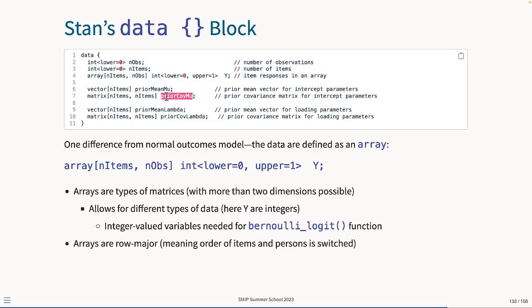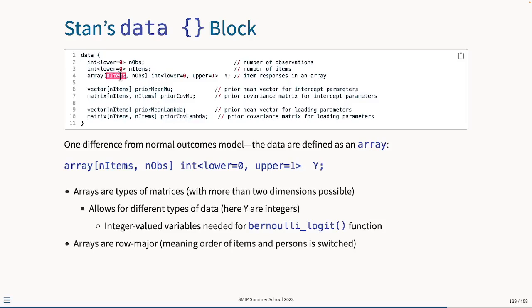And then we have our matrix of means for mu. We have our matrix of covariances for mu. The vector of means is just number of items. The matrix of covariance is n items by n items. We have our vector of lambdas, means for lambdas, prior means, and our vector of prior covariances for lambda as well.